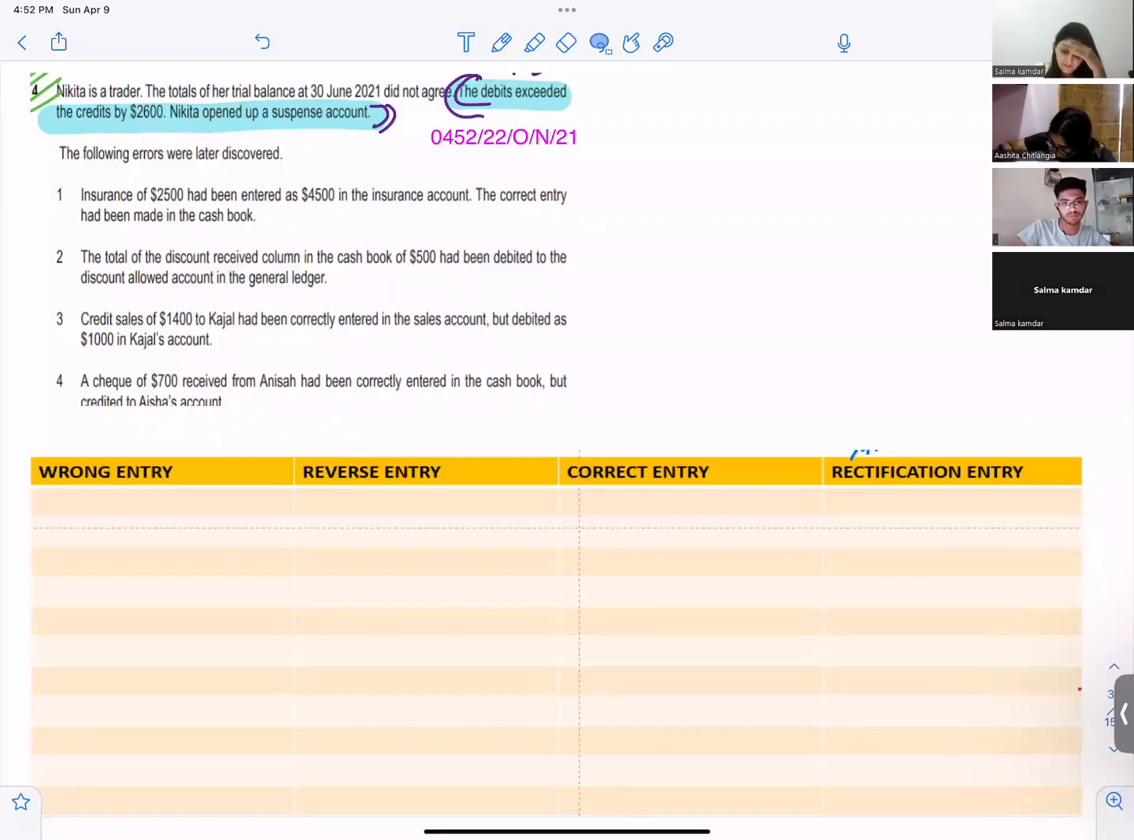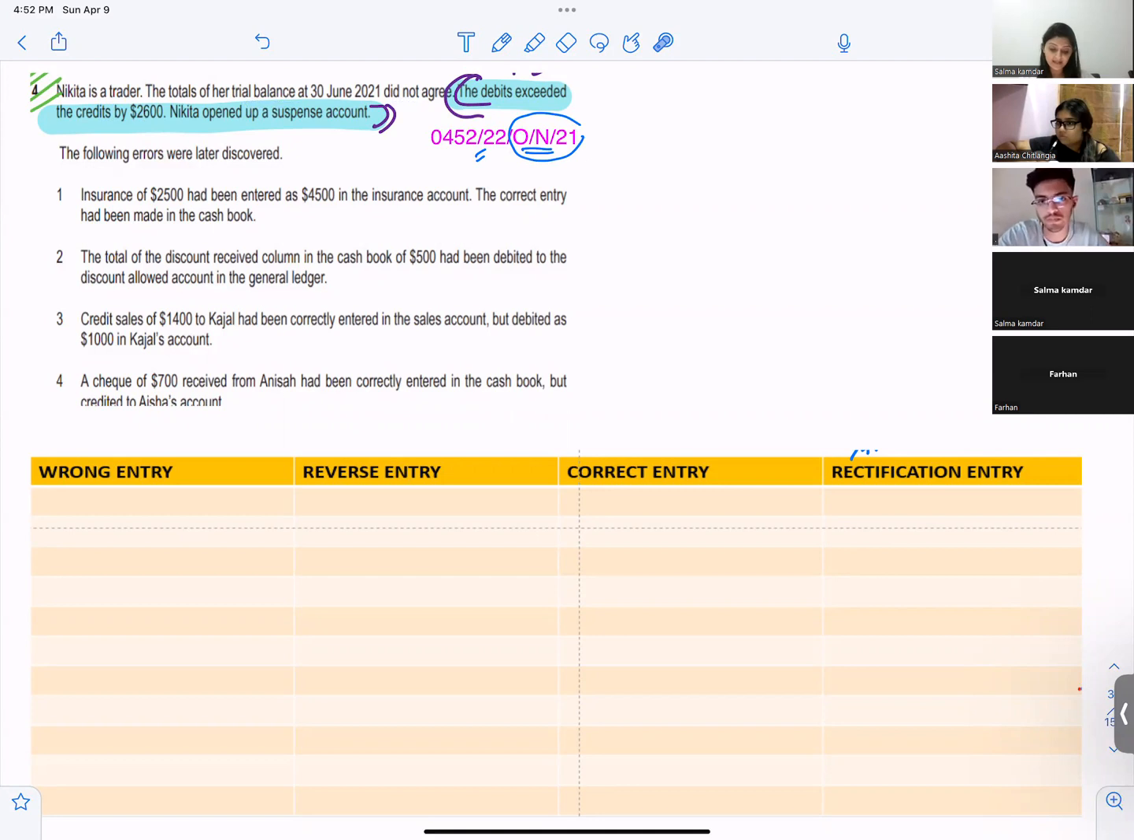This is the October-November 2022 paper. Nikita is a trader. Her trial balance did not agree, and they say that the debit exceeds the credit by 2,600. What does this mean?